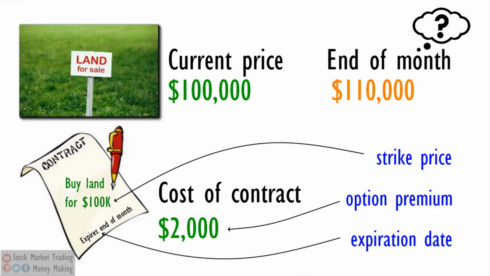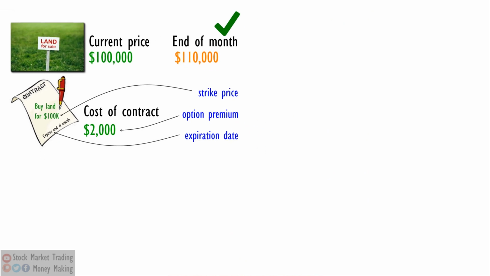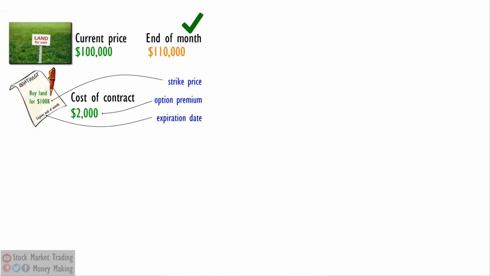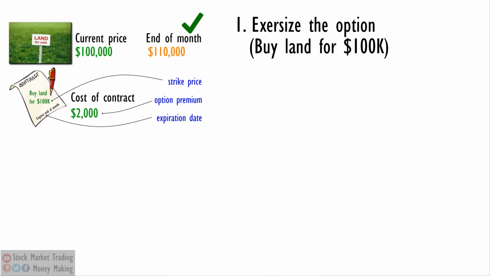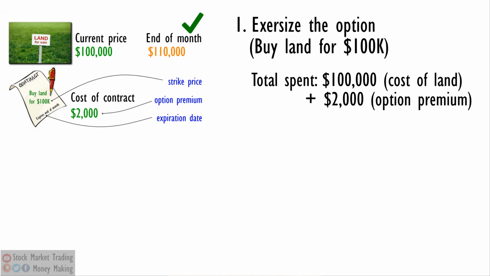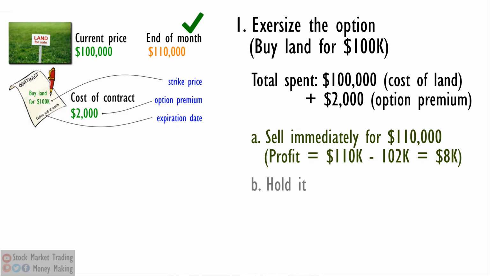Let's say by the end of the month, or the expiration day, the price of the land is $110,000. There are two things you can do. First, you can exercise your option and buy this land for $100,000. In this case, you will own the land for $100,000 plus the cost of your option. If you do that, you may then choose to sell it immediately for $110,000 or to continue to hold it.